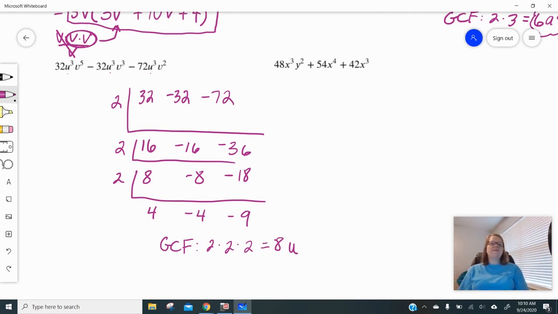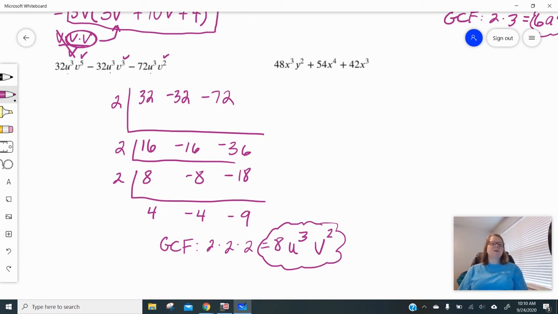They all have at least, I think I said U to the second here in the middle, but they're all U to the third, aren't they? U to the third. So they have U to the third in common. There's 3 U's in all 3 of these terms. All right, V to the fifth, V to the third, V to the second. So how many V's do they have in common at the most? V to the second. So there's my GCF, 8U cubed V squared.